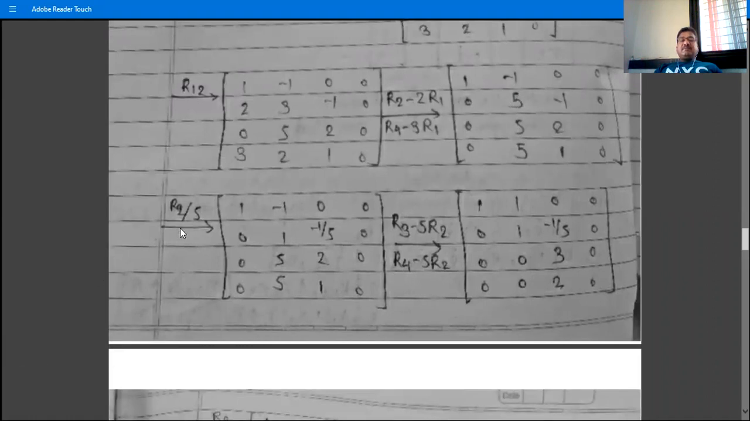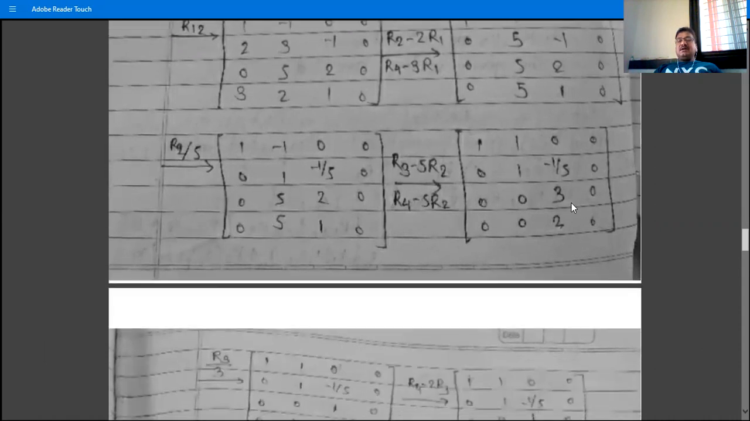Then we have to reduce this 5 to 1. So just apply 1/5 R2, multiplying the second row by 1/5. So we have 1, minus 1/5, 0. The remaining rows as they are. Then we have to reduce this 5 and this 5 to 0. So R3 minus 5R2 and R4 minus 5R2. So we have the first and second rows as they are, and the third row is this. Now we have to reduce this 3 to 1, so 1/3 R3. So we have 1 at this place, the remaining rows as they are. Then we have to reduce this 2 to 0, so R4 minus 2R3. So we have the first, second and third rows as they are, and the last row 0, 0, 0, 0.